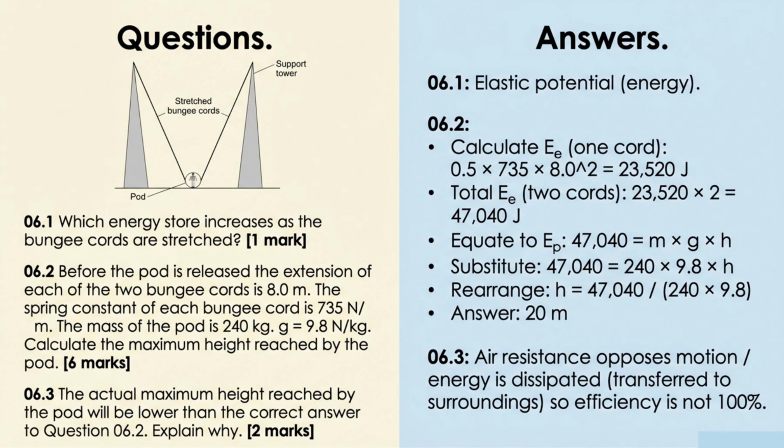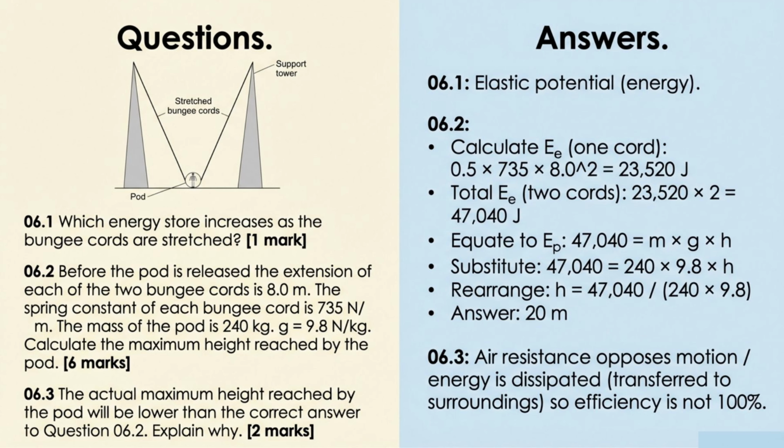We have a bungee jumper on cords. First, calculate the elastic potential energy for one cord. E equals 0.5 times the spring constant 735 times the extension 8.0 squared. That gives 23,520 joules for one cord. But the slide specifies there are 2 cords. You have to double it. So total elastic potential energy is 47,040 joules.